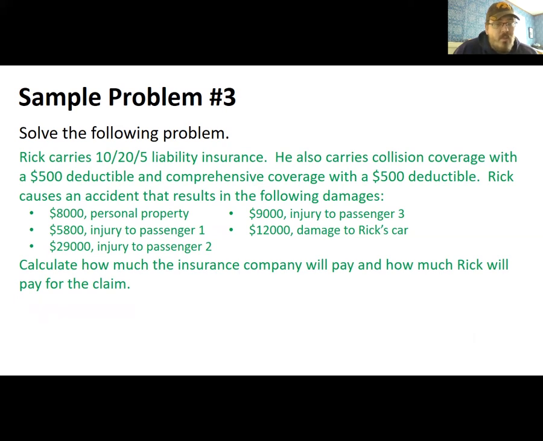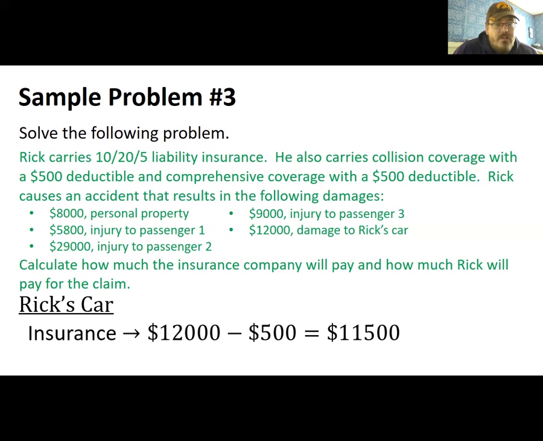Now, as far as Rick's car goes, he does have collision insurance with a $500 deductible. So the insurance is going to pay everything except the deductible. They're going to pay $11,500 in the damage to Rick's car. Rick is going to have to pay his $500 deductible.